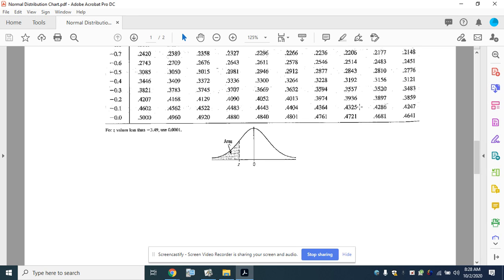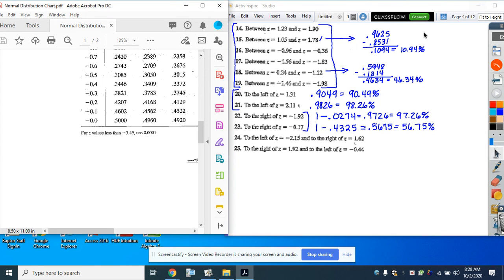So my answer is 0.4325. And then I have to subtract it from 1 because I'm coming from the right. So my answer is 0.5675. Turn that into a percent. Move that decimal place over 2 places. And that's 56.75%.